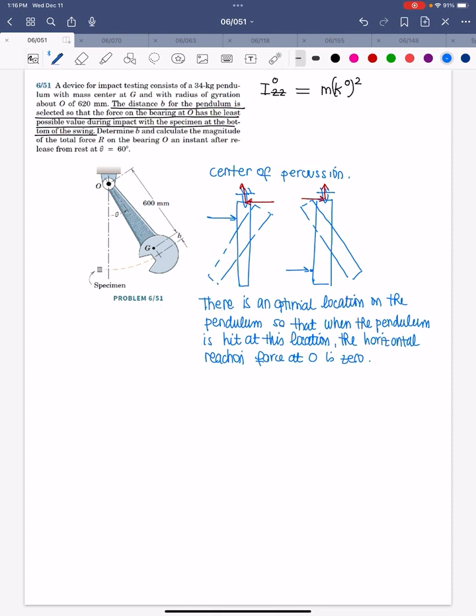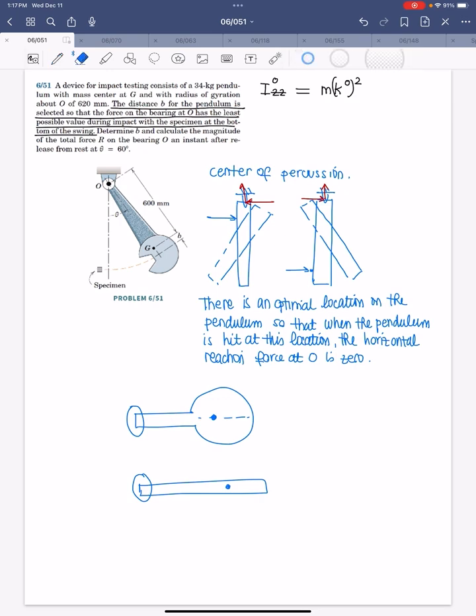in everyday usage. If, for example, you're playing tennis, you want the ball to hit the racket somewhere so that the reaction force at your hand is minimum, so that the racket does not fall. Same thing for a baseball bat. There's a location on the bat where if the ball hits the bat at this location, the force at your hand, the force that you need to grab the bat with, is going to be minimum.